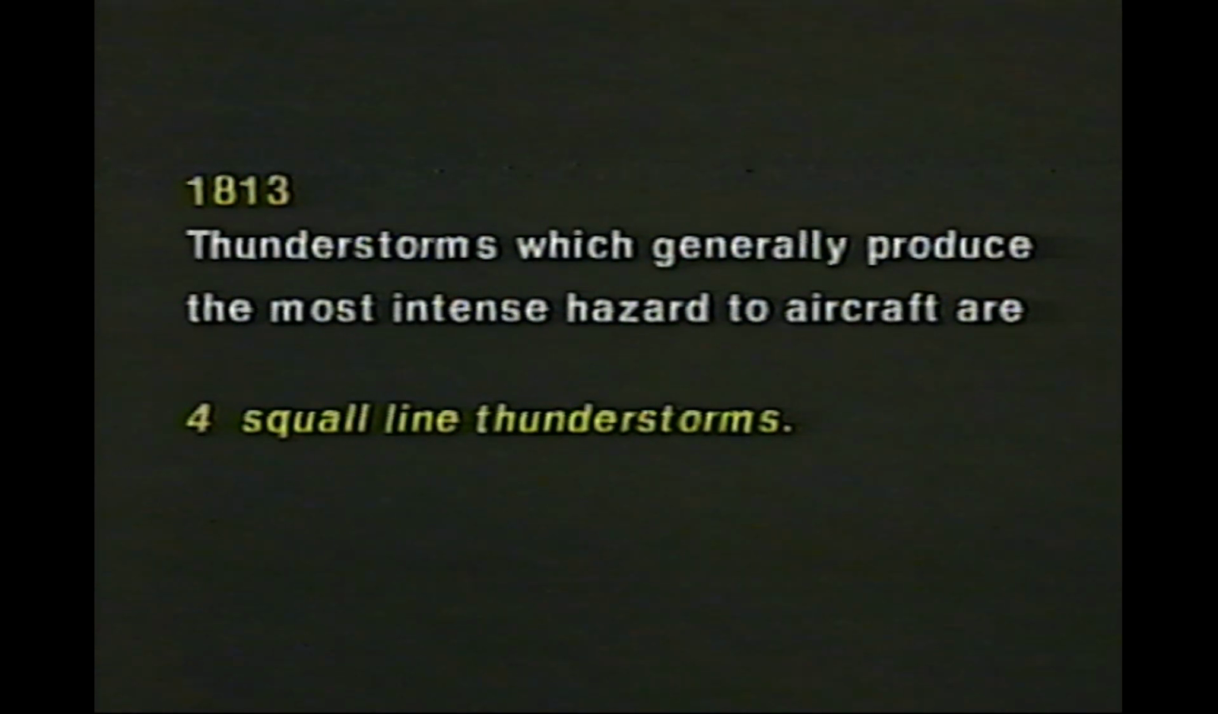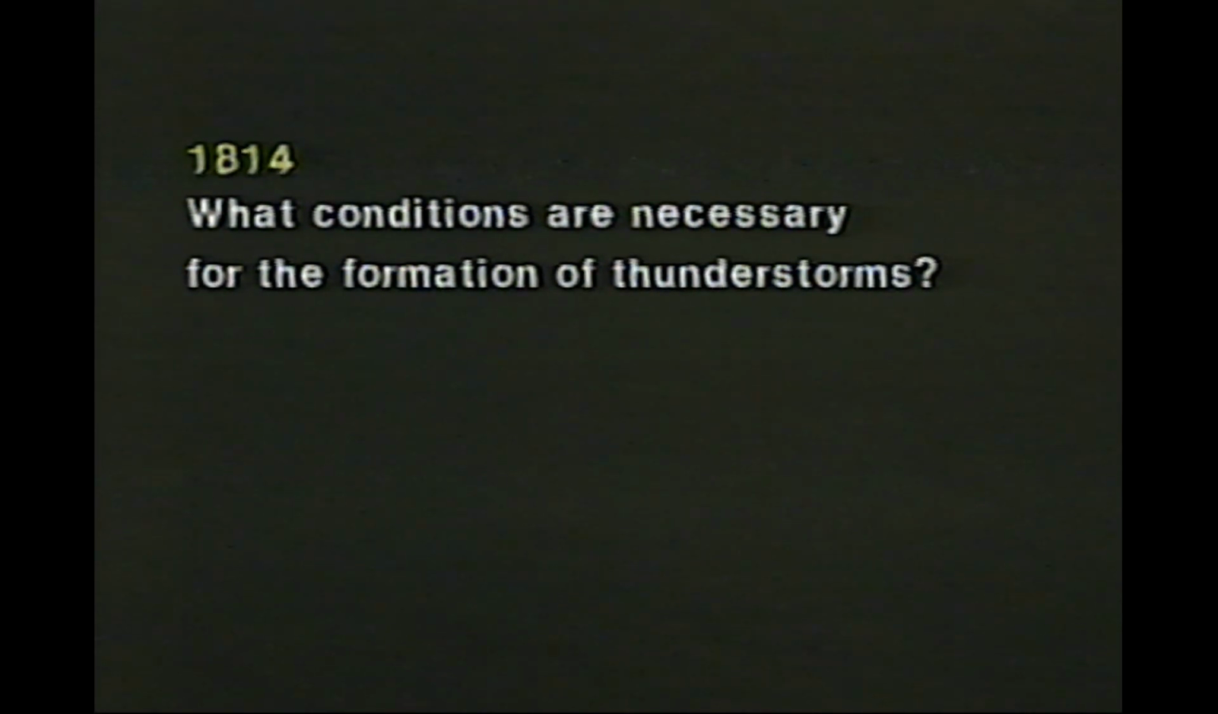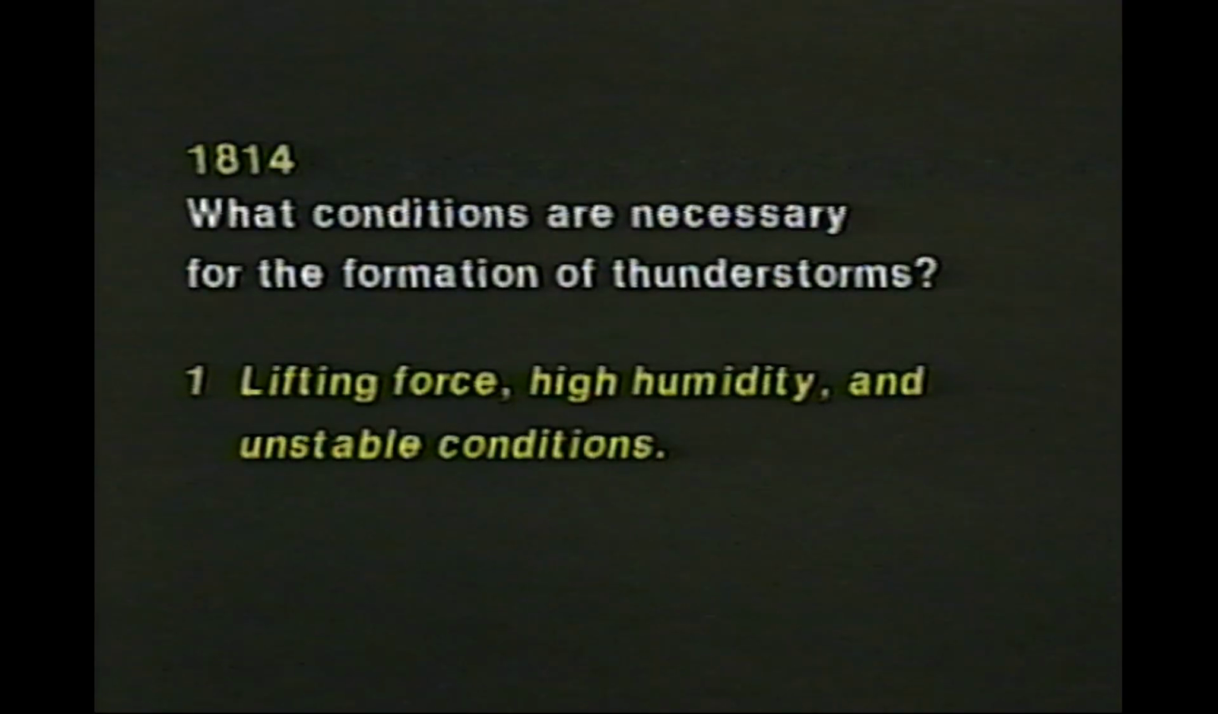That's answer number 4. What's happening is cold air is getting under warm air and pushing it up at a rapid rate, and you have the most unstable condition we could possibly get. Question 814, what conditions are necessary for the formation of thunderstorms? Need 3 things, and it's answer 1, a lifting force, high humidity, and unstable conditions.